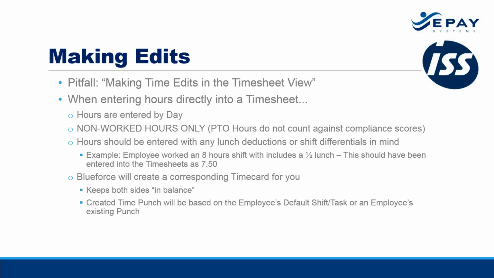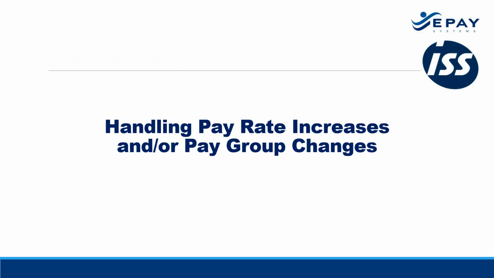So that is a question that we get quite often: why am I seeing these, I hate to say the word phantom, but phantom punches over in the time card view? I didn't create those. Well, indirectly you did. It's because the system is trying to keep both sides in balance. So that's our second pitfall: making time edits in the timesheet view. Once again, to sum this up, worked time should always be edited in the time card screen, and non-worked hours, or those 100% manual job hours, should be done in the timesheet view.